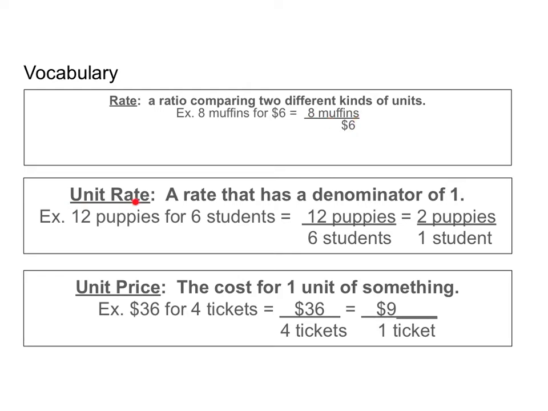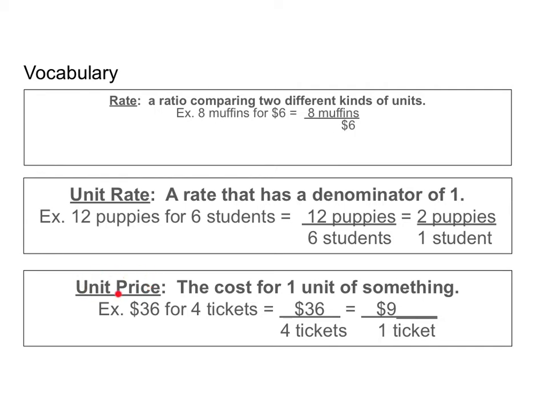A unit rate is a rate that has a denominator of 1. So the number on the bottom is 1. This is a regular rate, but this one here, after simplified, is a unit rate because it tells us what it is for 1 unit. So at first you have 12 puppies for 6 students, but how many puppies are there for 1 student? Well, 2 puppies for 1 student. So this is an example of a unit rate.